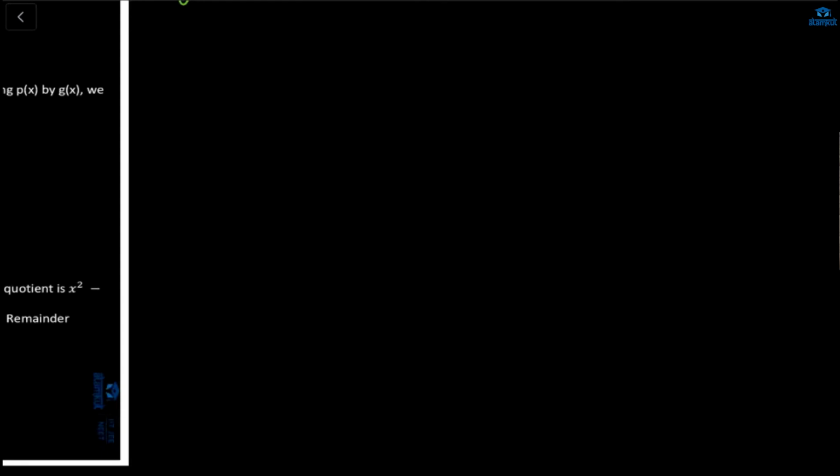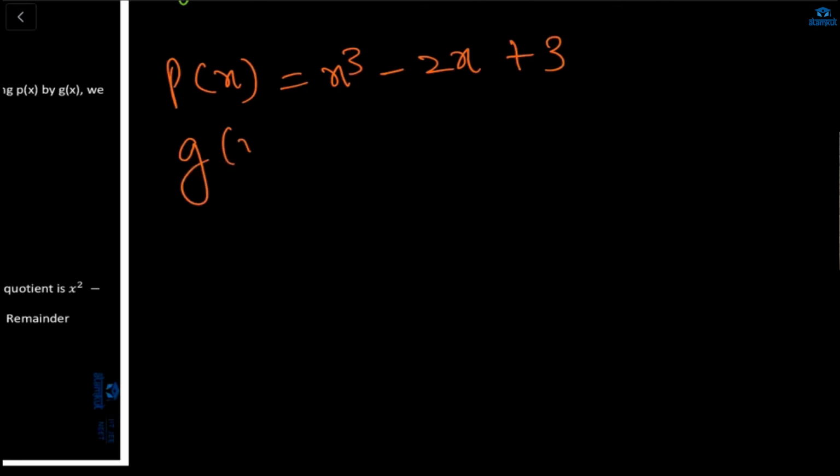Now here p(x) is given as x cube minus 2x plus 3. This is your p(x), that is the dividend. And g(x) is x plus 3. You can see nicely that the degree of g(x) is less than the degree of p(x). The degree of p(x) is 3 and the degree of g(x) is 1. So you can divide p(x) by g(x).